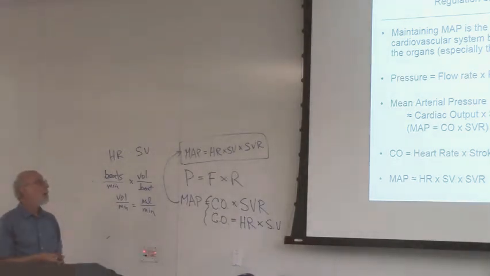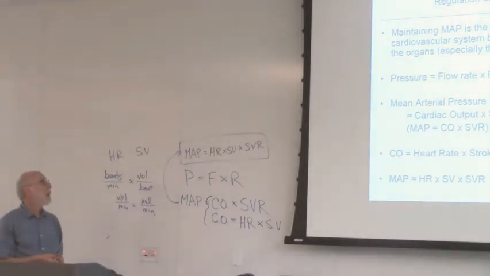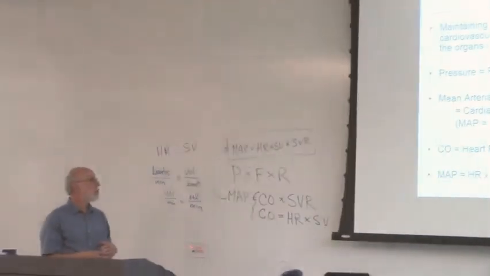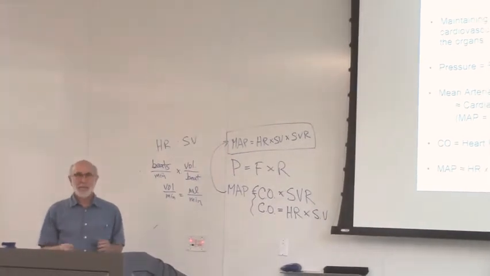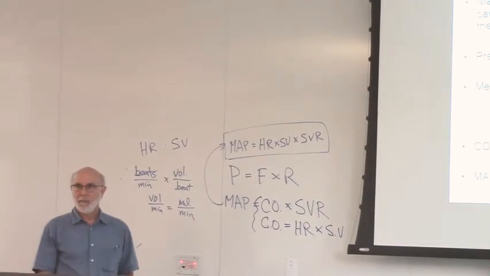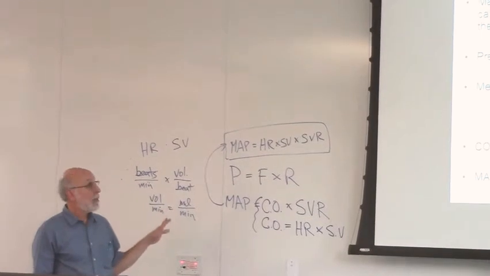If I said, if stroke volume goes up, what happens to pressure? Or if pressure is maintained and heart rate goes up, so if heart rate goes up but pressure doesn't go up, what had to go down? That sort of thing. Okay? So these are some key equations.